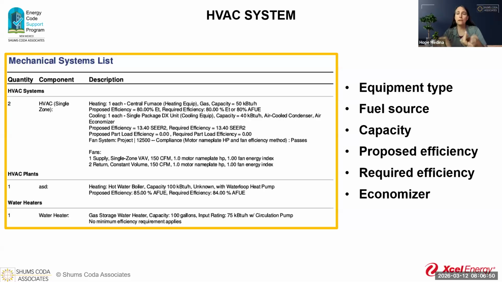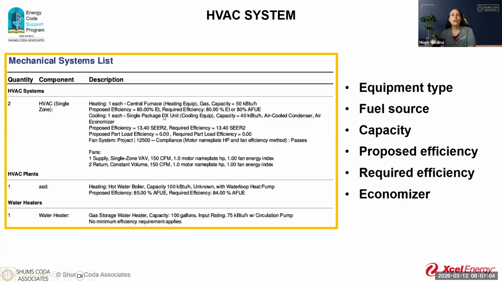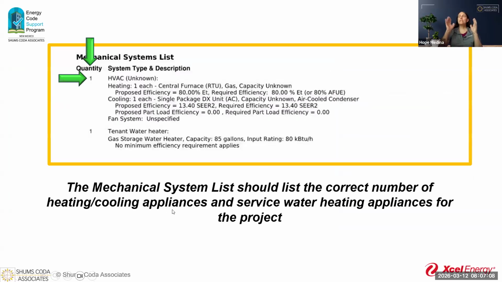So what you'll see here, again, your equipment type, fuel source, capacity, proposed efficiency, required efficiency, and the economizer, everything that was listed up here, we've got the information put in here. So this is where I want to really break down the report so that you have a really good understanding of what everything is trying to tell us here.